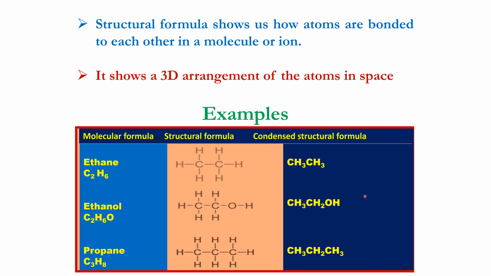To write the condensed structural formula, I start with this CH3. The next one is CH2 and then OH. Remember, when you are writing the condensed structural formula, you don't need to include the bonds. The next one is propane. The molecular formula for propane is C3H8, and this is the structural formula. It shows there is a single bond between each carbon and hydrogen. To write the condensed structural formula, I start with CH3, the middle one is CH2, and the last part is CH3. I don't need to include the bonding when writing the condensed structural formula. So this is how to write structural formula from molecular formula and also how to write condensed structural formula.